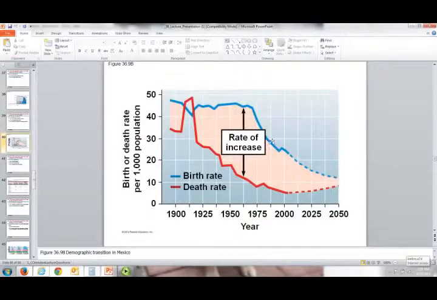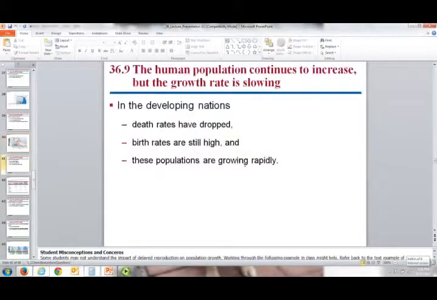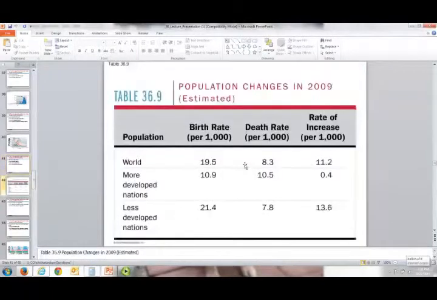So here in the blue you can see the birth rate, here in the red you can see the death rate, and where there's a bigger separation, that's the rate of increase. So in developing nations, we're finding that death rates have dropped. The birth rates are still high, so these populations are growing rapidly. So this is just a comparison of birth rates and death rates overall in the world. More developed nations, less developed nations.